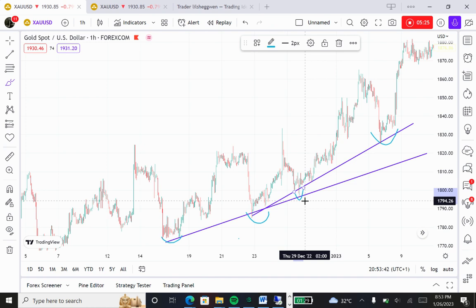Now, the next thing you want to see is what are the obvious highs and lows that you can see in this market. And what I mean by highs and lows are reversal points.